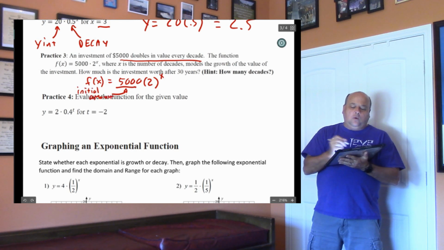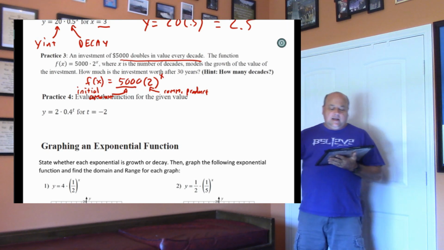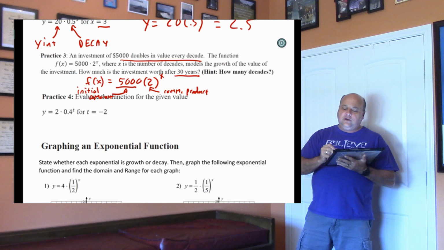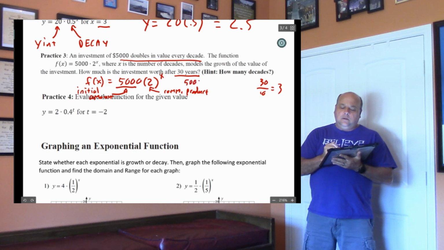That's also going to be the y-intercept, right? And this is the common product. Kind of like what we did in geometric series, right? Now then, we want to find out after 30 years. So a decade is 10 years, so 30 divided by 10 is 3. So we're going to do 5,000 times 2 to the third power.